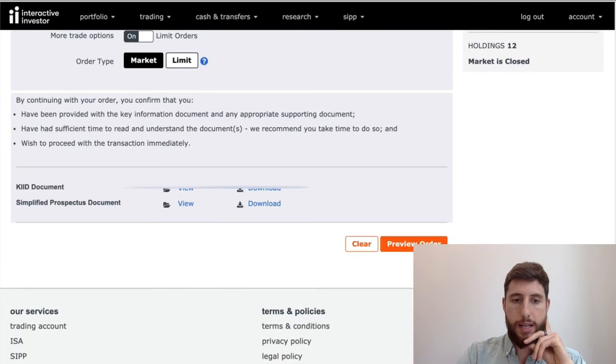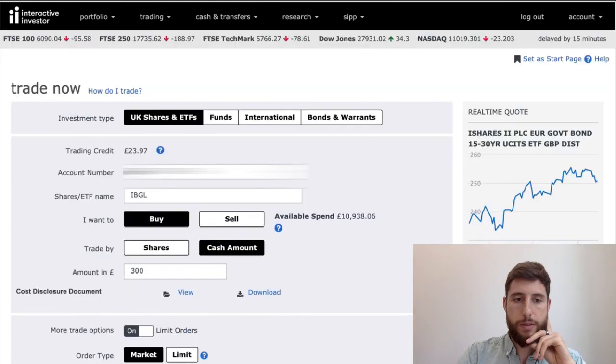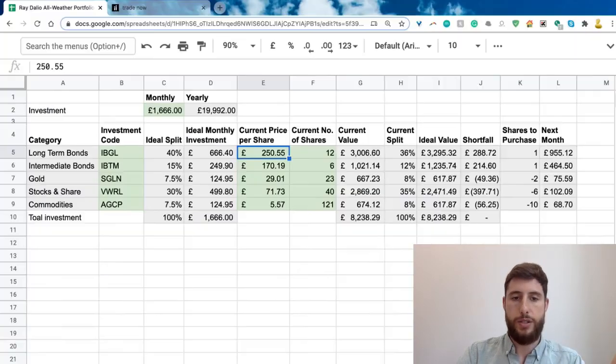So we can go back and see those examples, right? That is how you do the one-off amount, okay? And then you could do it all like that. You could do buy one share of the long-term bonds, one intermediate bonds, okay? And then you would be able to do that way.